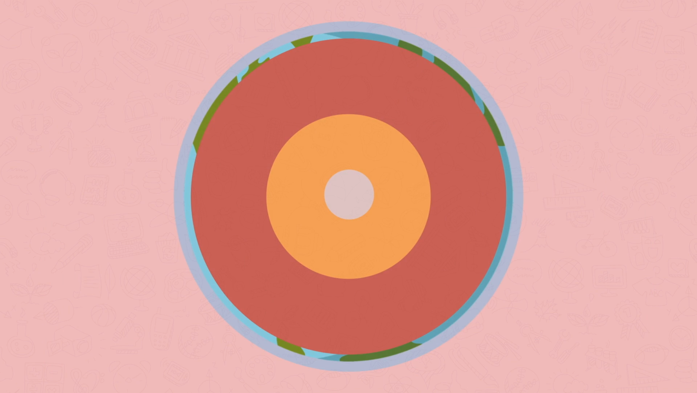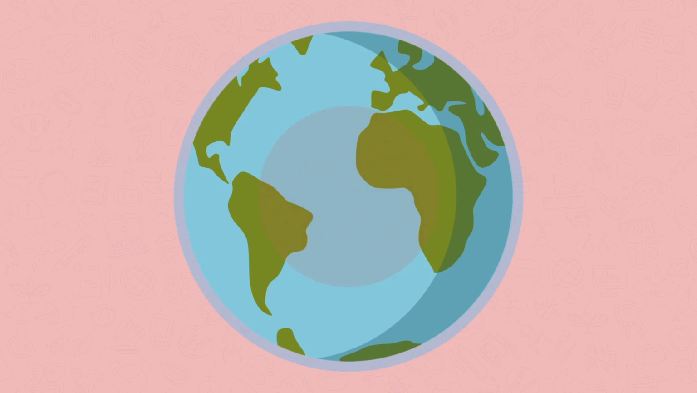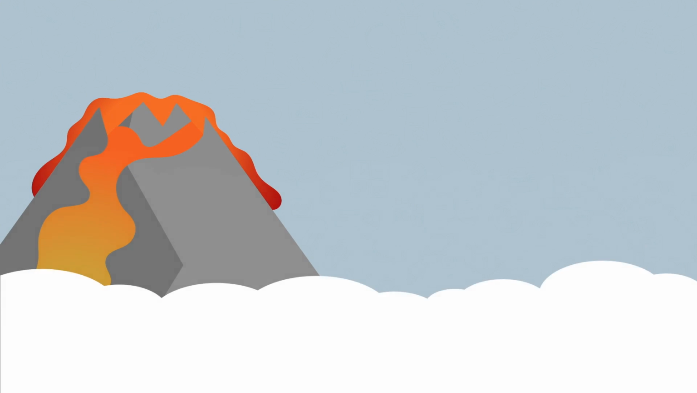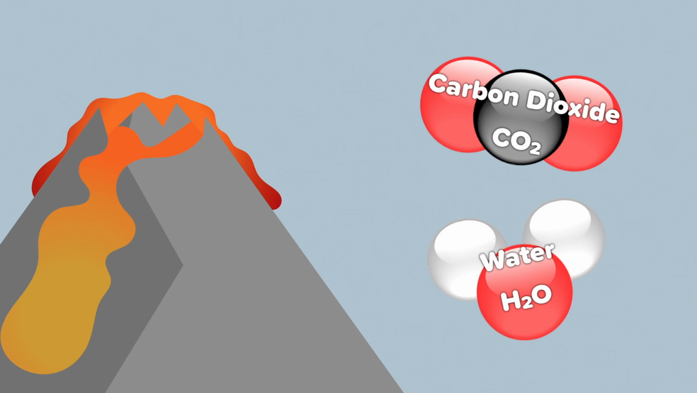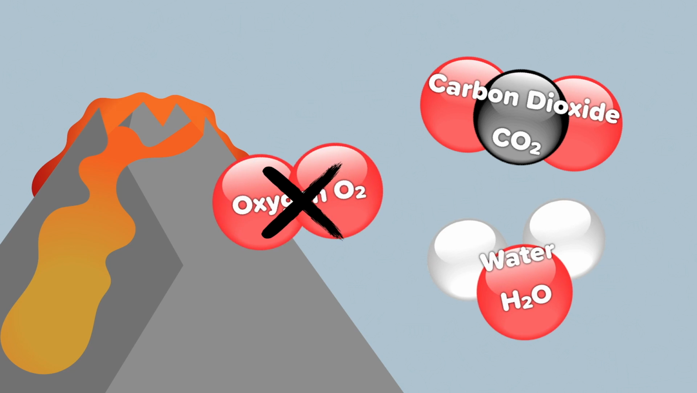So how has the structure of the Earth's atmosphere changed? The early atmosphere of the Earth is believed to have been caused by volcanoes. Volcanoes release gases. They released carbon dioxide and water vapour. This made up almost all of the Earth's early atmosphere. There was very little oxygen in the early atmosphere of Earth.